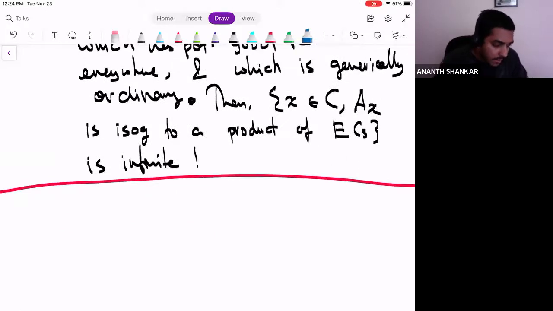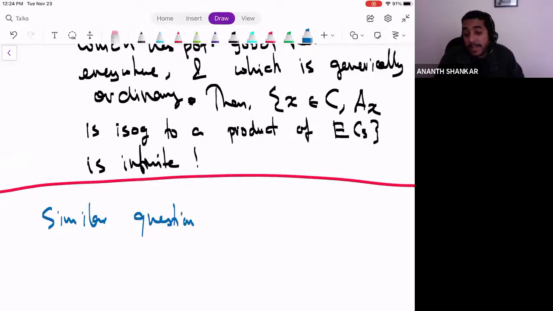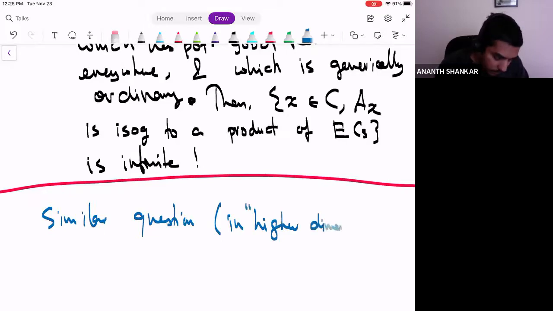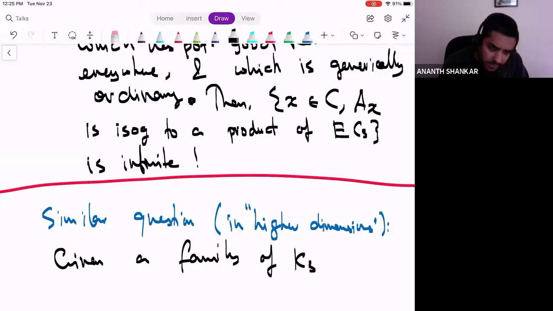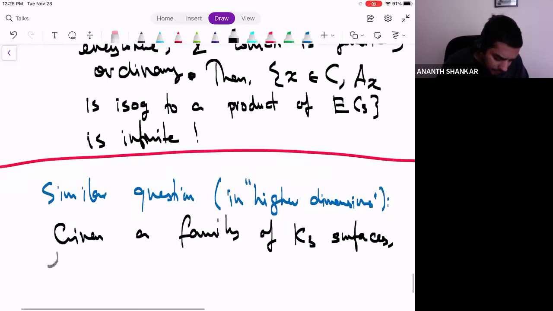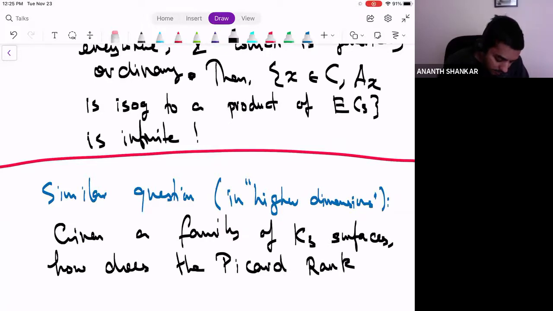All right. Now a similar question can be asked in higher dimensions. By high dimensions, I don't mean high dimensional abelian varieties, but high dimensional moduli spaces, and that ends up being considering not abelian surfaces, but K3 surfaces. And the fact that these moduli spaces are higher dimensional than the case of abelian surfaces makes everything a lot harder. So you can ask the following question: given a family of K3 surfaces, how does the Picard rank vary as you vary your K3 surface in this family?